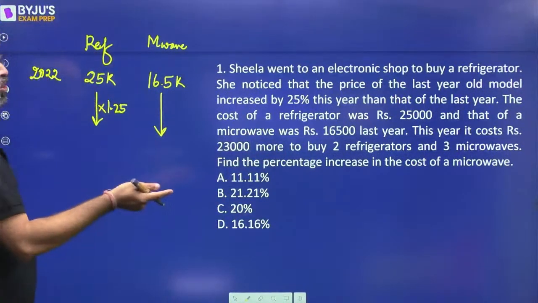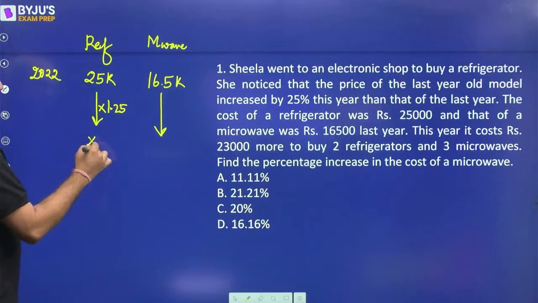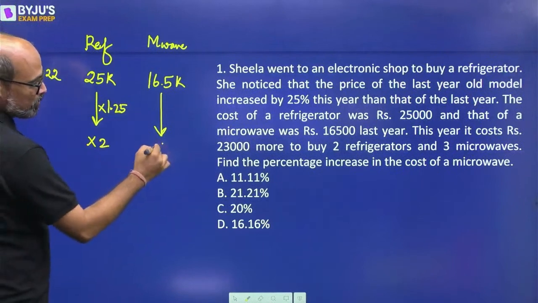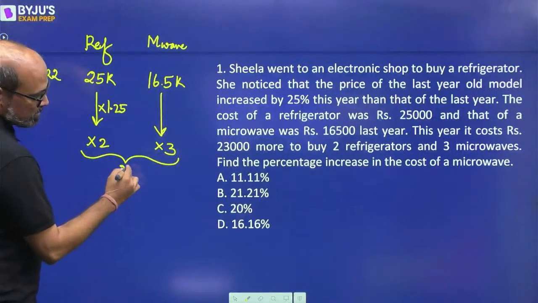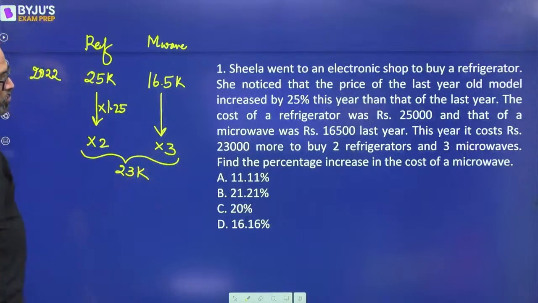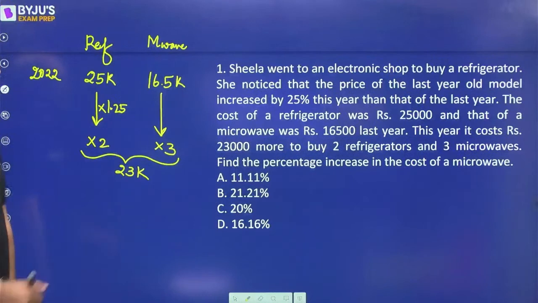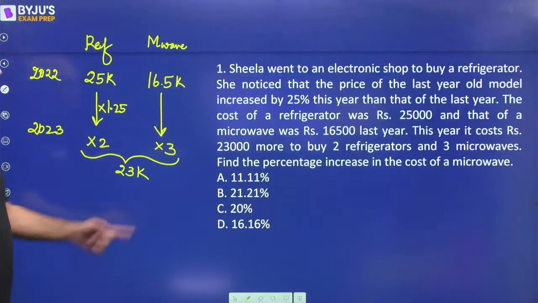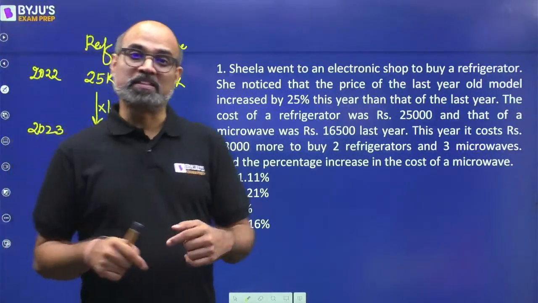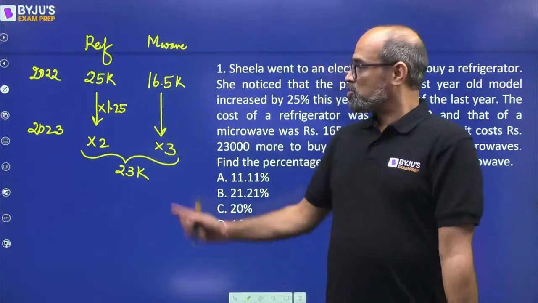Now it says this year it cost rupees 23,000 more to buy 2 refrigerators into 2 and 3 microwaves into 3. So this extra cost is 23K. So the question is, what is the percentage increase in the cost of a microwave this year? So we are talking about how much the price became in 2023. Remember, this 23,000 is not the total amount spent, but rather the increase in the price, right? So not a difficult one.